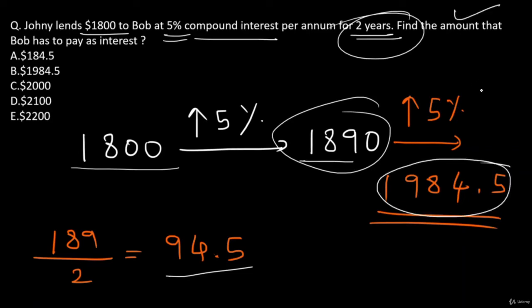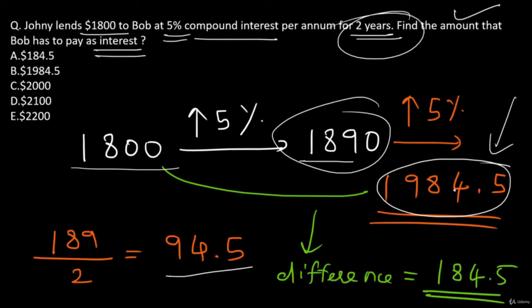All right. Now over here we have to find the interest that Bob has to pay, right? So that would be the difference, because this is the amount. So to find the interest, we have to find the difference between 1984.5 and 1800, and that's equal to 184.5. And therefore the correct answer to this question is option A, that is $184.5.